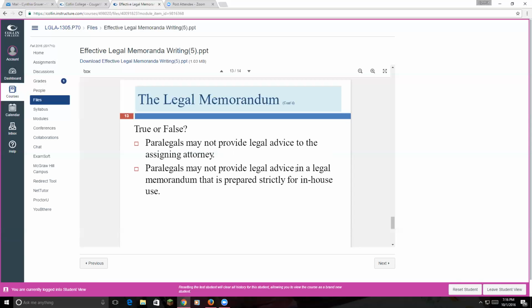Paralegals may not provide legal advice in a legal memorandum that is prepared strictly for in-house use. And again, the answer is, of course, false. When I say in-house use, I mean in-house within the law firm or within the corporation or whatever. It's shared just within the legal department. And again, no, paralegals can and do that routinely. That's an important part of many paralegals' jobs.